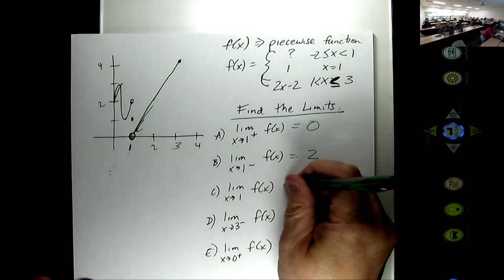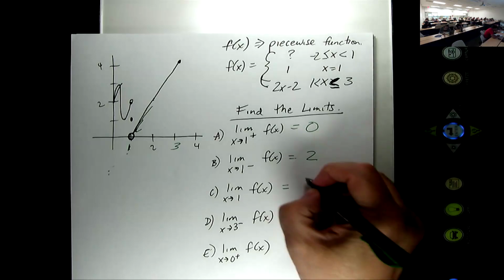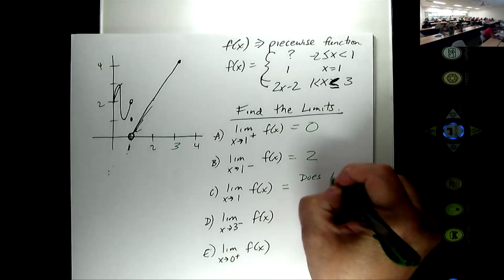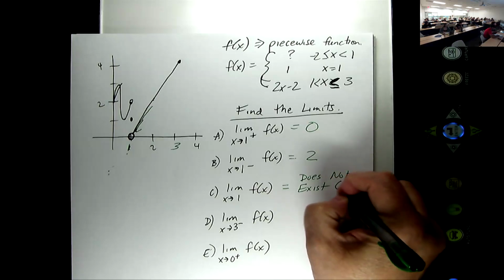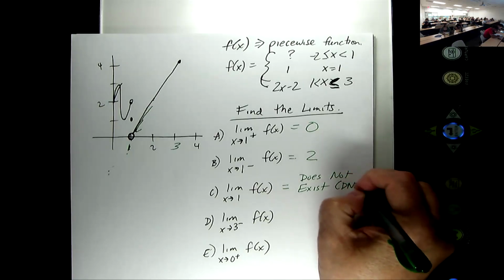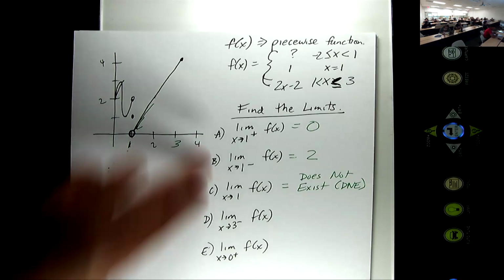What's the limit as x approaches 1? Does not exist. These don't equal each other. I am perfectly happy if you write DNE. But you can write does not exist or undefined, or something like that. Why does it not exist? Because these two values are not the same.